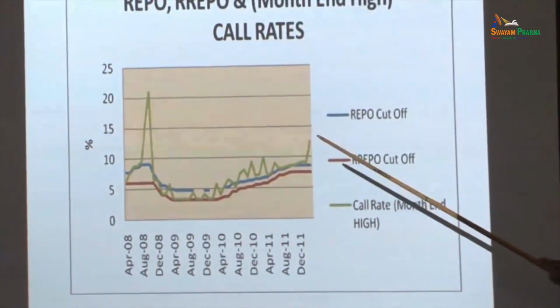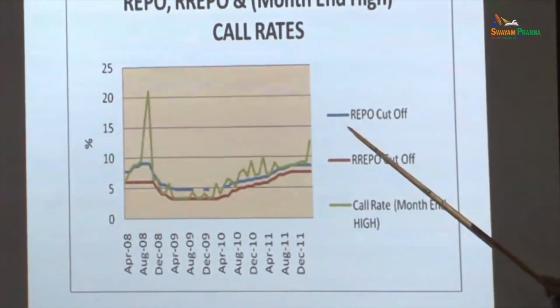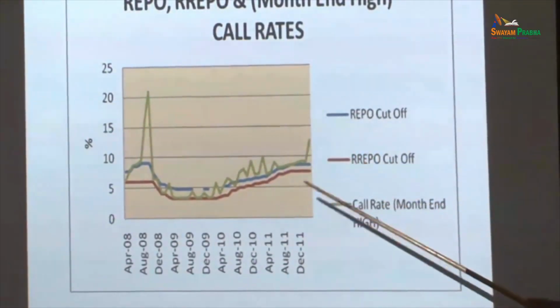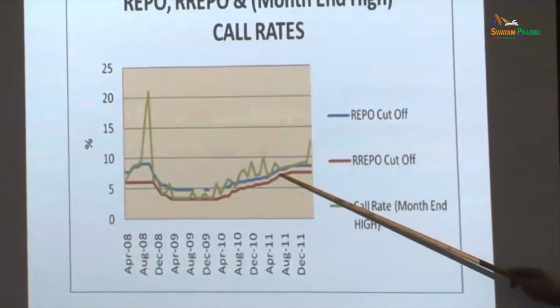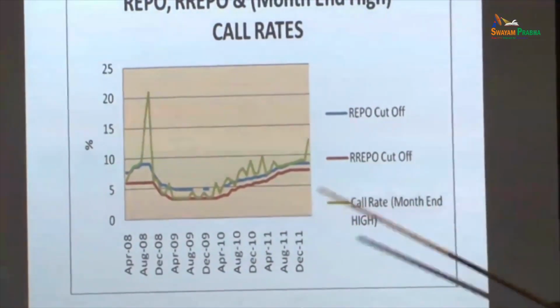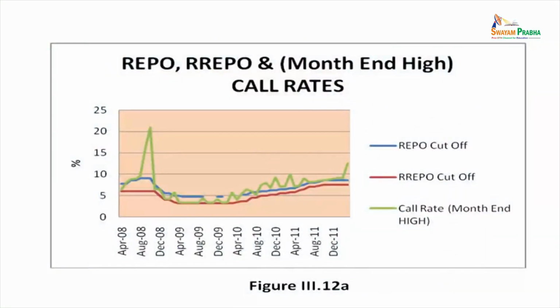So, if I remove the green interjection, this diagram would be much more clean. The blue line is the repo and the red line is the reverse repo. Do you notice that the repo line and the reverse repo line are distinctly different? And what you see is that the reverse repo is lying below the repo. Why is it so?